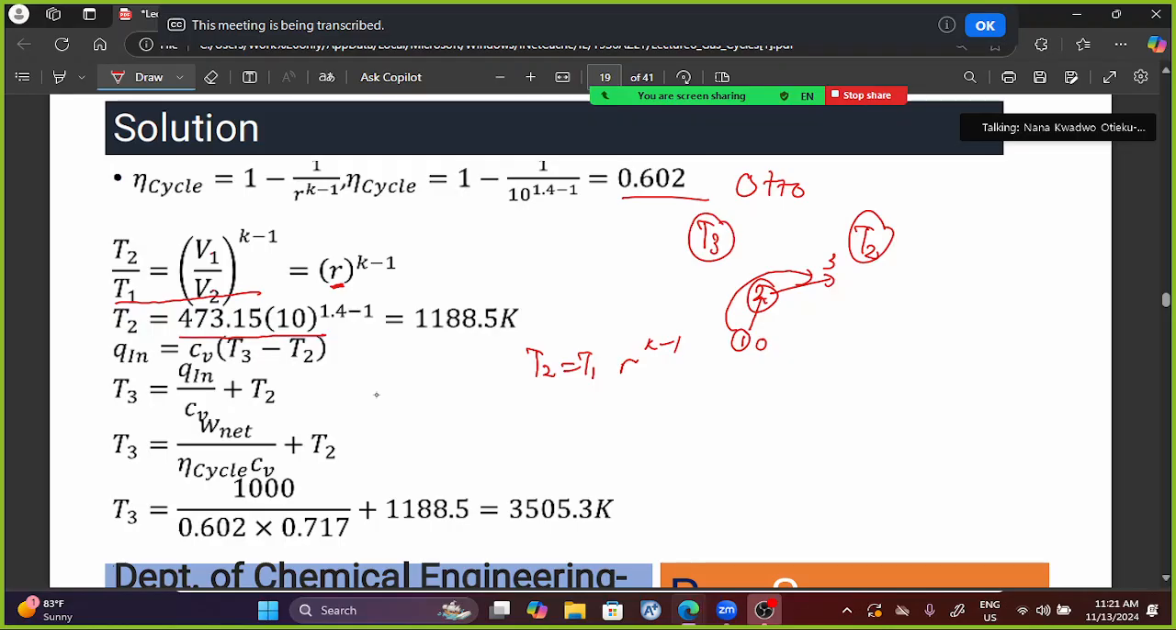Mind you, if your temperatures are not in the absolute form, put them in the absolute form. So make sure that they are in Kelvin if the temperatures were given to you in Celsius in the question. Right, so we can do this and find the value for T2.